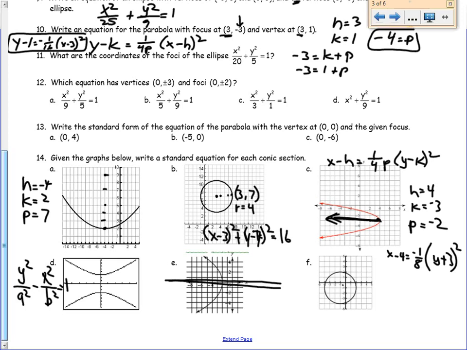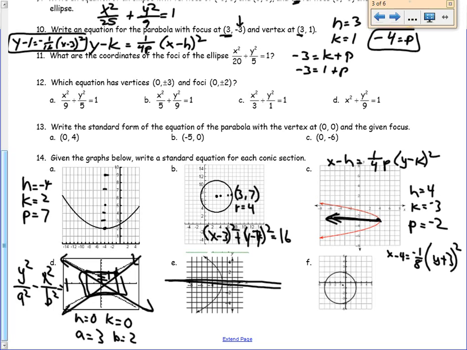So it's just a matter of counting here. H is 0, k is 0, a is first, so I just count. 1, 2, 3. A is 3, count. 1, 2. B is 2. Because what you're going to end up with is that little square right there. So here comes that asymptote, and when you count up 3 and over 2, up 3 and over 2.